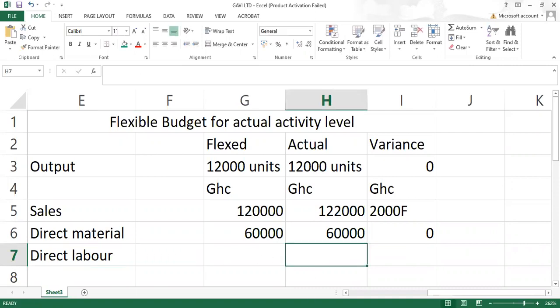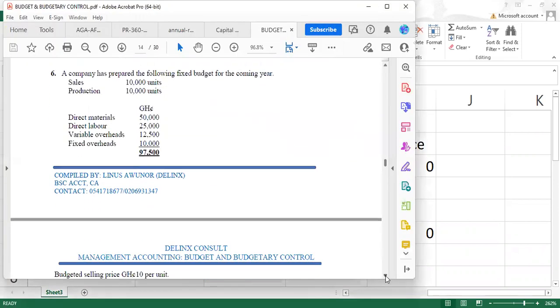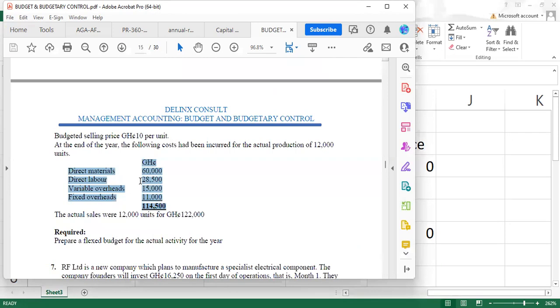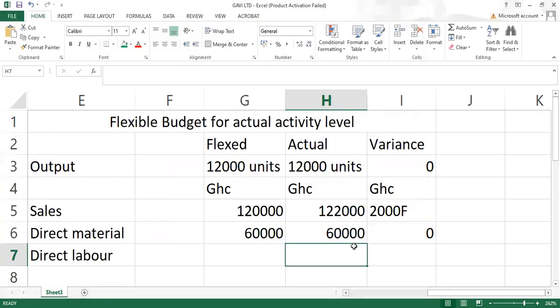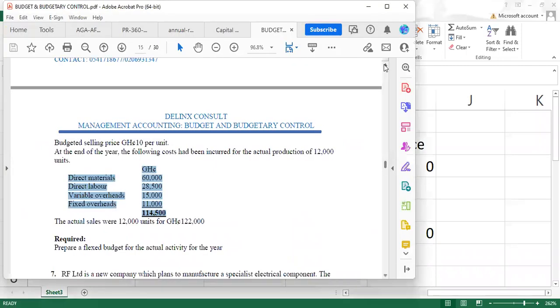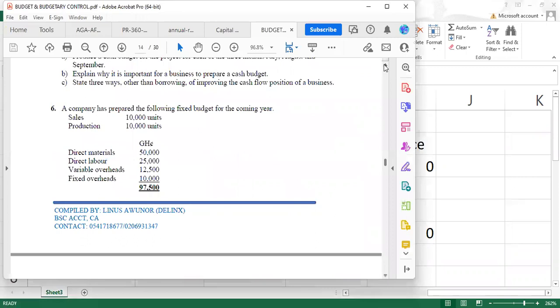What is the actual cost for direct labor? The actual cost, we don't do any calculation for them. The actual cost is what? 28,500. So come and put the actual cost here, 28,500. So what did we want to incur for 10,000 units? 25,000, right? Yes. Now, if we want to incur 25,000 for 10,000 units, how much should we have incurred for 12,000 units?